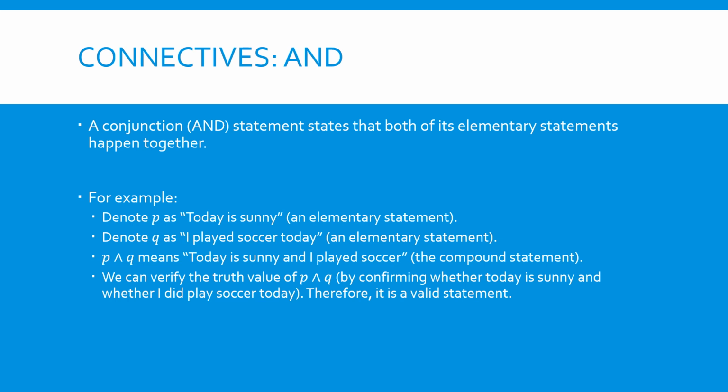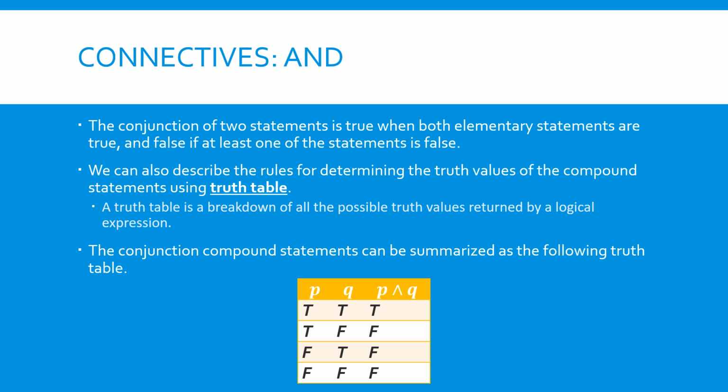Note that the resulting statement thus has an unambiguous truth value, which can be determined based on the two elementary statements. That is, whether the statement P and Q is true depends on whether P is true and Q is true. We have the following rule to determine the truth value of a conjunction compound statement. The compound statement is true when both elementary statements are true, and is false when either one of the elementary statements is false. The truth value determination rule is summarized based on the definition of the corresponding connective. Therefore, we need to memorize the rules.